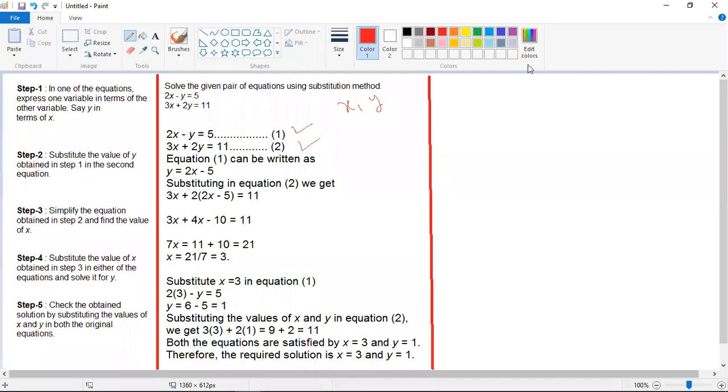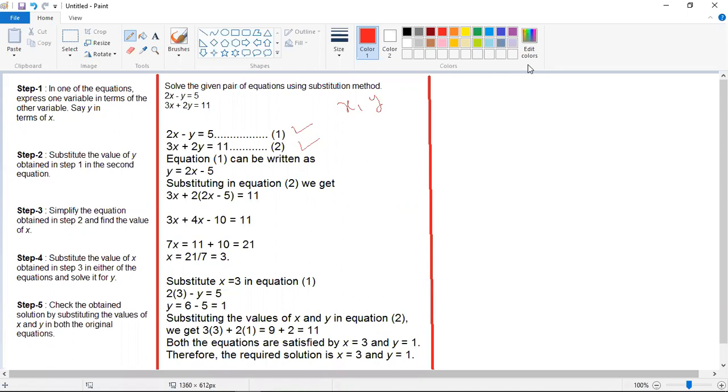Hello guys, now we'll discuss the substitution method. It is one of the important topics in pair of linear equations in two variables from our 10th class. See here, we will solve step by step. Totally we have around 5 steps.